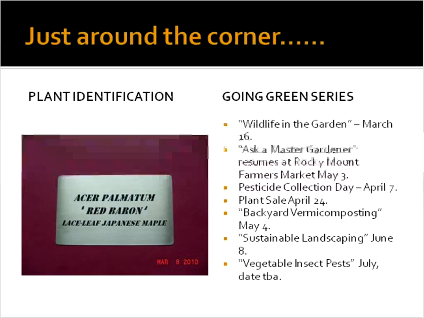A couple of other things just around the corner. We're about to have these name tags built and put together. They're solid stainless steel. Right now the Arboretum has no plant ID, but hopefully by the summer, each of the 600 or so plants will have identification tags like this. Our Going Green series is still continuing into the summer with the topics listed on the right. So feel free to come to Nash County on any of these dates and join in.